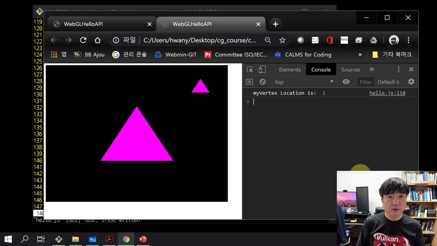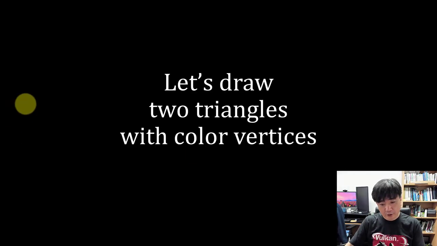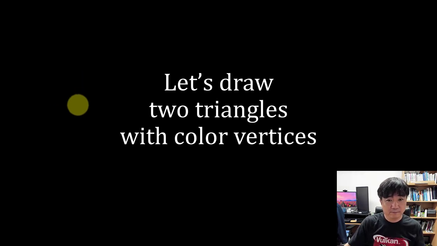We can change to a simple color. Do you like it? Practice again and again, and you can get the idea of this graphics pipeline. Okay, thank you. In the next lecture, we will learn how to draw other primitives, for example points, lines, and triangles with different combinations. Bye.